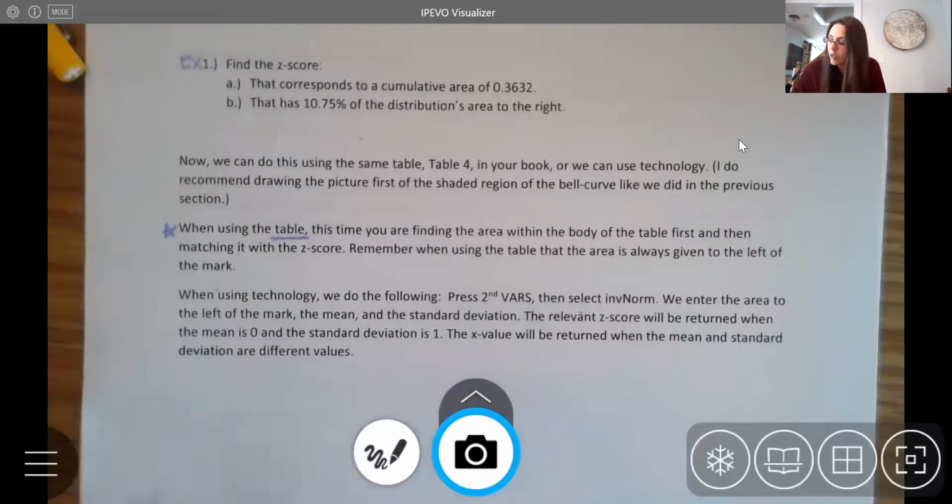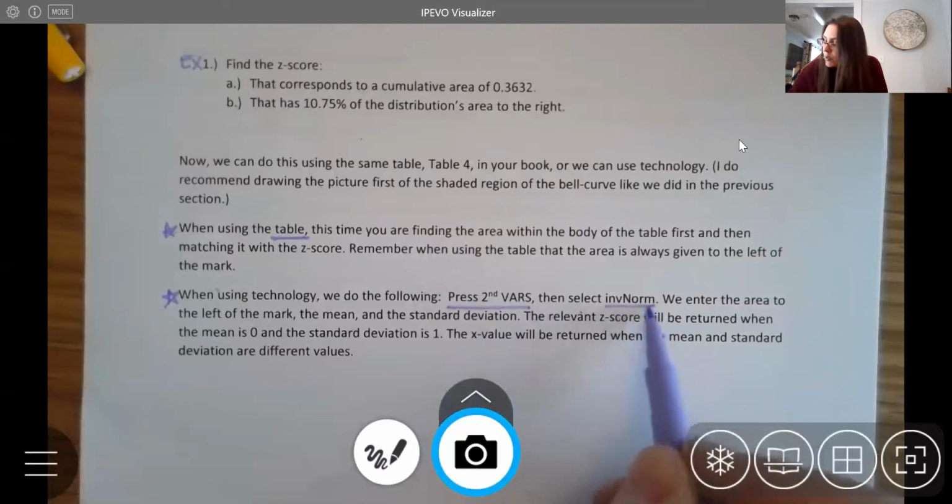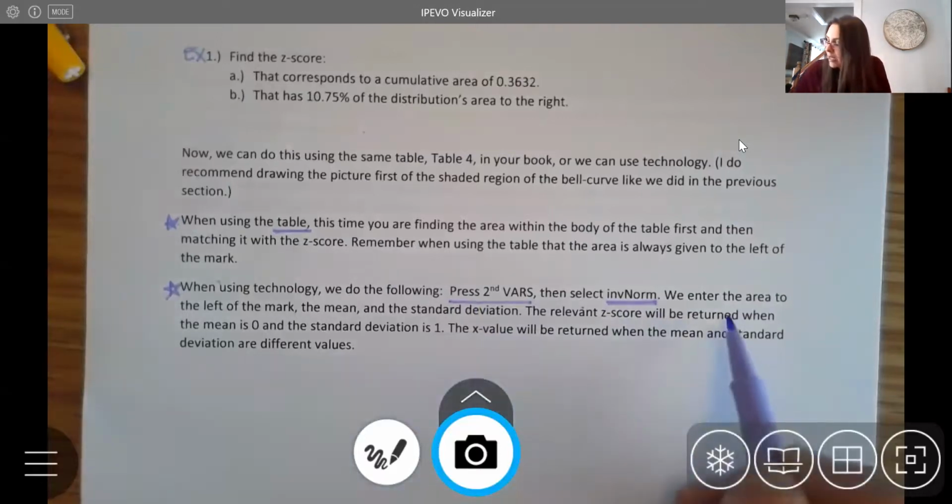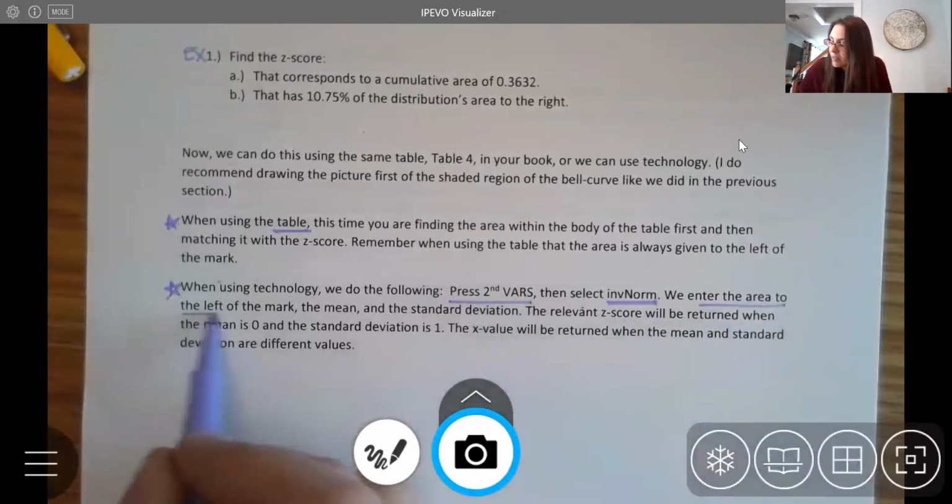When using technology, which is usually my preferred method, we're going to press the second bars key. And then the function we're going to select this time is invNorm. It basically stands for inverse norm, and inverse is an opposite operation. So that's why we're doing the opposite of what we did in the last chapter. So inverse, you can think of opposite. What we're going to do is enter the area, again, to the left of the mark.